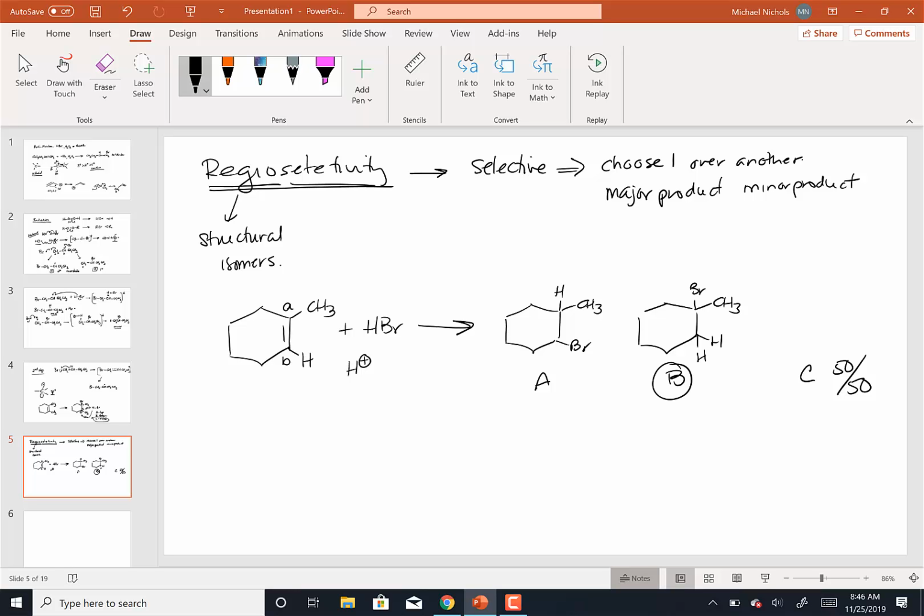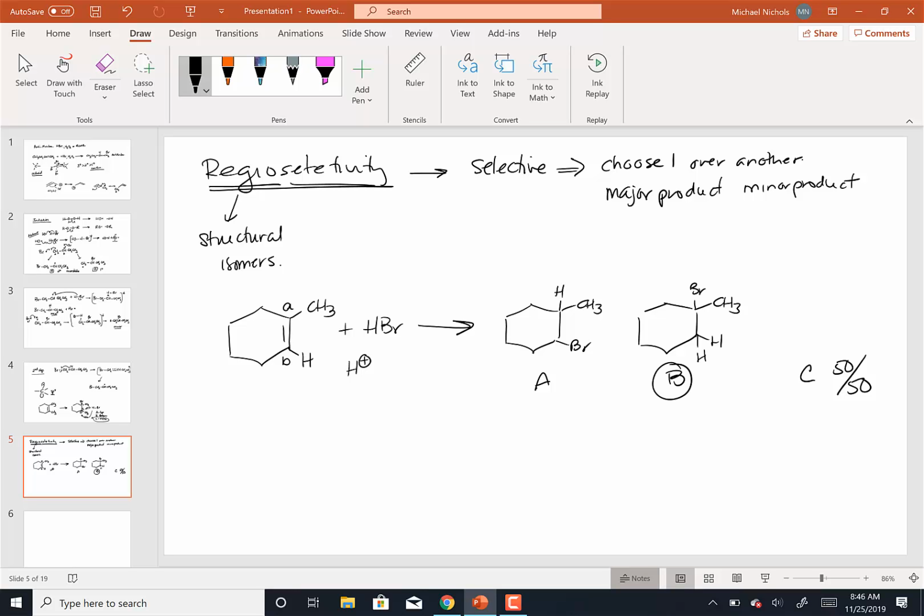So this reaction is regioselective because it's selecting product B over product A, which is possible to be formed. It has two possible products, and it's chosen a major product. The systematic reason for that is Markovnikov addition. Okay, so this is an example where you have regioselectivity.